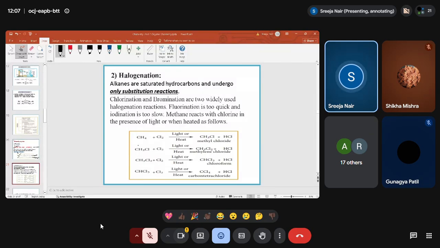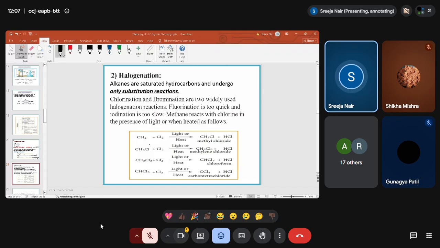As you can see here, when methane reacts with chlorine, the condition is very important. The condition is sunlight. It is a photochemical reaction that is taking place. In the presence of diffused sunlight, this reaction will take place. It will not happen in direct sunlight, as it will lead to an explosion. So we need diffused sunlight for this reaction.